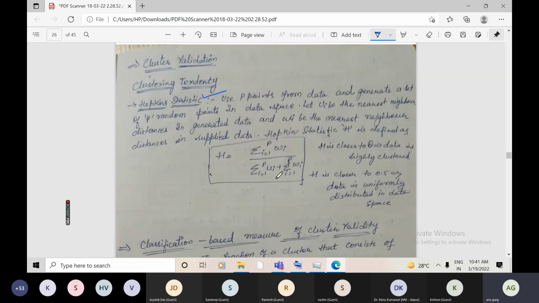I don't really understand the theory part in great depth, but I understand that UI is the nearest neighbor distance in the generated data, and WI is the nearest neighbor distance in the supplied data. I'll do one problem for Hopkins statistics also, but this has never come in previous exams. You determine whether your cluster is good or not based on this H value. If H is closer to 0, data is highly clustered. If H is closer to 0.5, data is uniformly distributed. So these two are the values based on which you will define your H value.